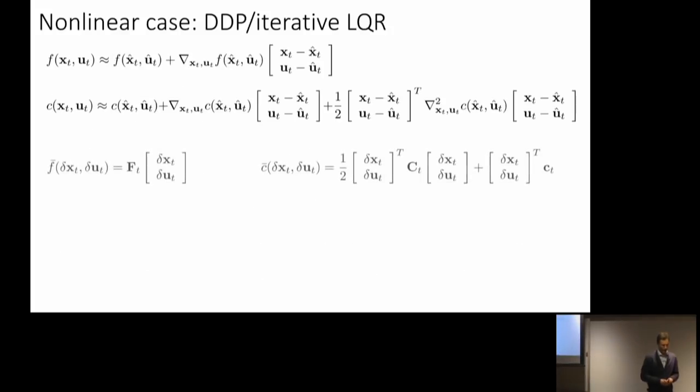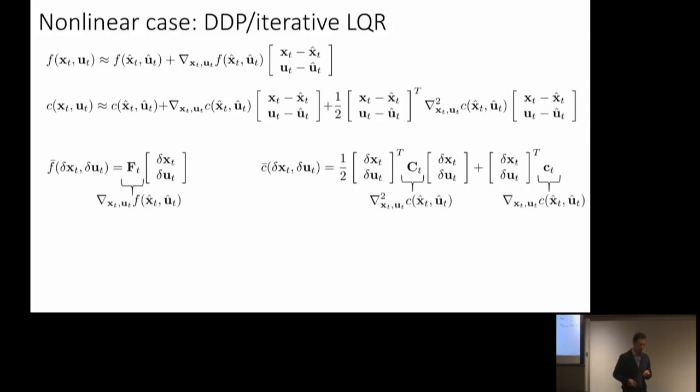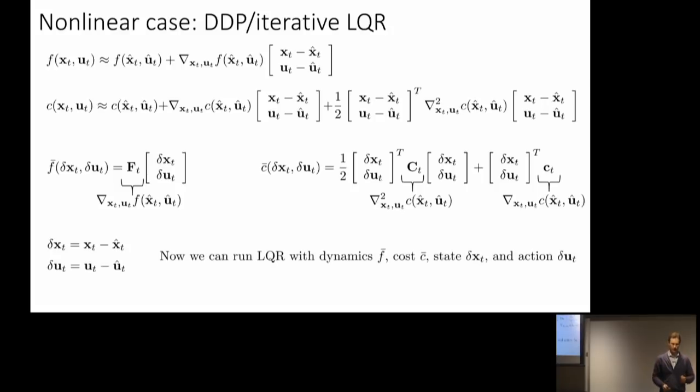And now what I can do is redefine my dynamics and cost to get rid of these minus terms, to just be linear and quadratic in terms of a different variable, in terms of delta x and delta u, where delta x and delta u are just x minus x hat and u minus u hat. So now we got back to our familiar form that we had in LQR. Everything is nicely linear and quadratic. We just have different variables for x and u that have these nominal terms subtracted from them. So now we can run our regular LQR algorithm with these dynamics f bar and c bar, using delta x and delta u as the state and action.